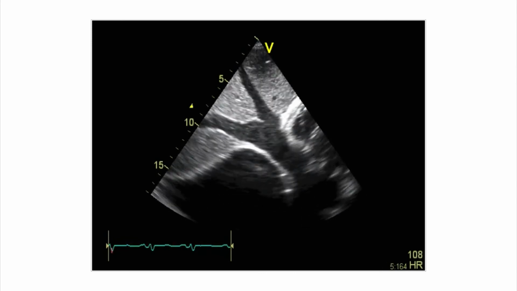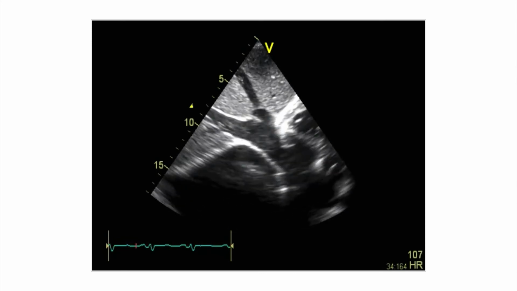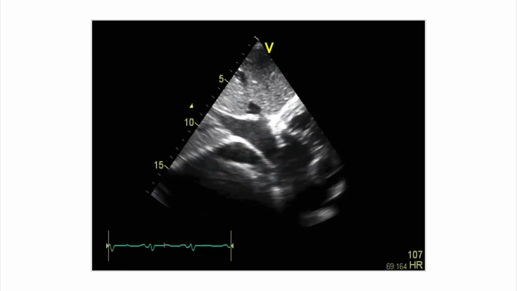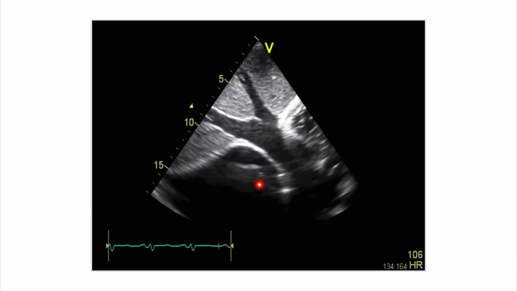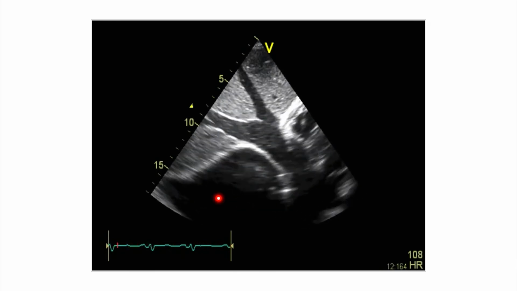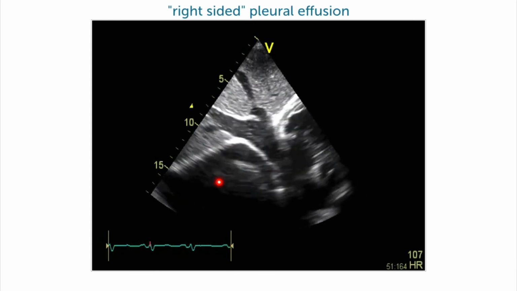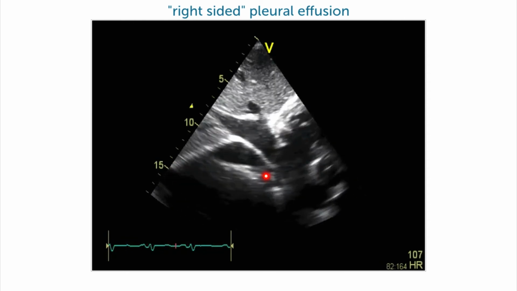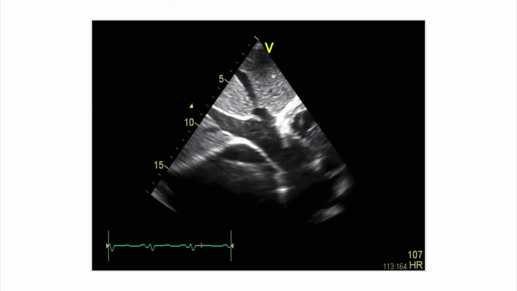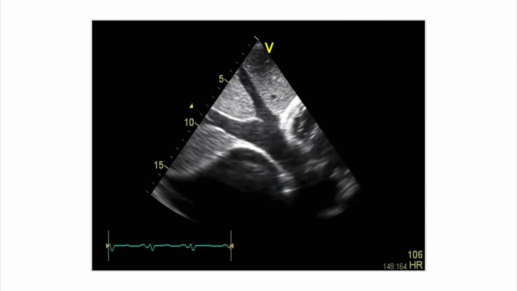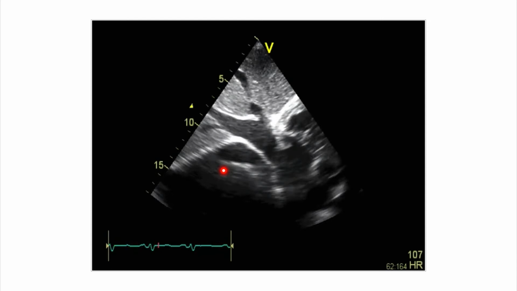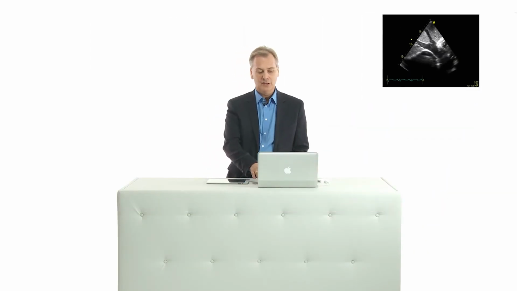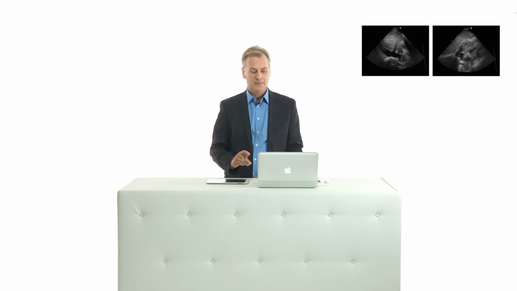There's another indicator that right atrial pressure or a right heart problem might be the problem. Look at this here. This is an echo-free space posterior to the inferior vena cava, and this is a pleural effusion. You can even see part of the lung here. A patient who had massive tricuspid regurgitation and right heart failure and then developed pleural effusion. So the teaching message here: yes, you can see a pleural effusion also in a subcostal view.